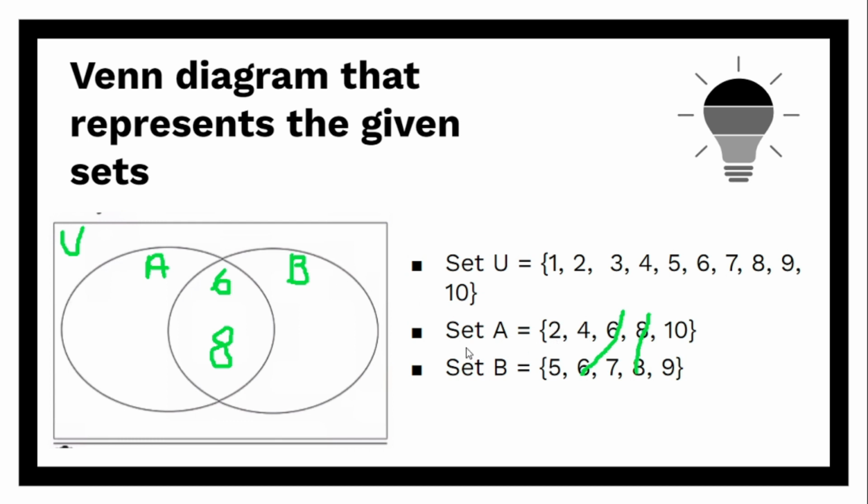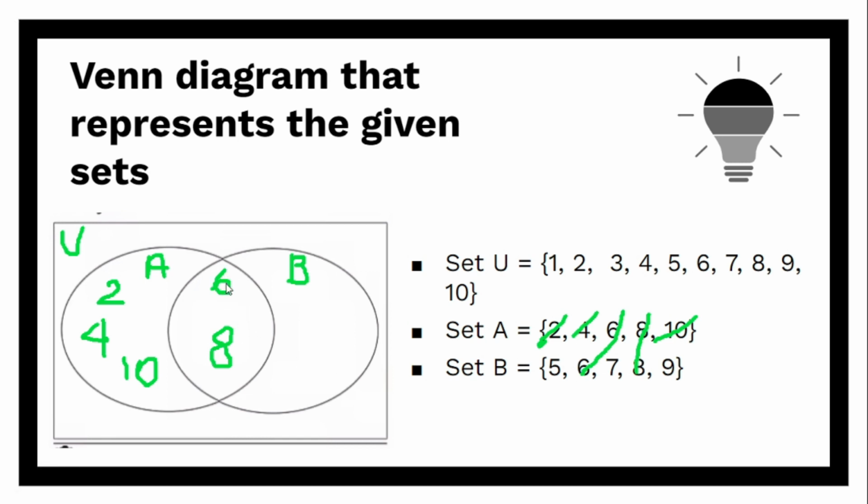So, 2 is unique to A, between the two. So, 2 goes here. Right? And then, 4 also belongs to A. And then, 10 also belongs to it. And then, let's move to set B. Let's look at set B. Earlier, we already placed 6 and 8 here.